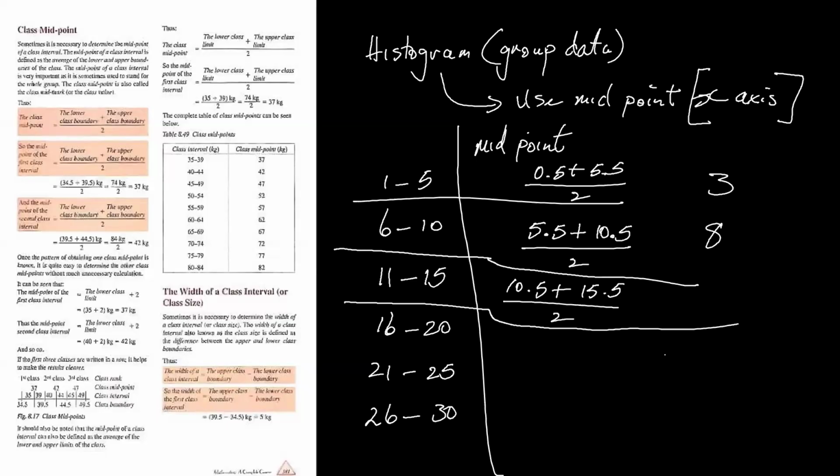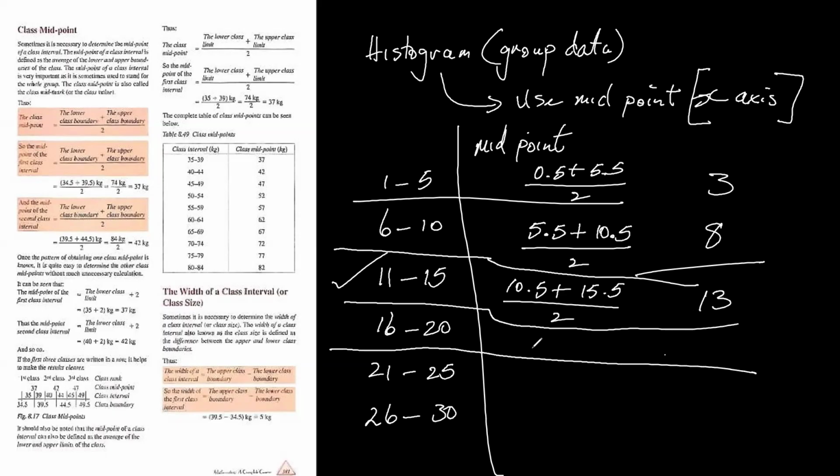All right, so sorry about that. I was talking. Deandra, what's the answer for the third one? 10.5 plus 15.5 divided by 2. How much is that? So 26. No, 13. 13.